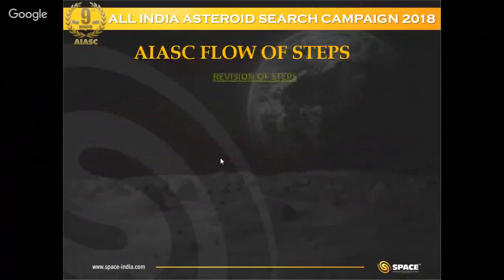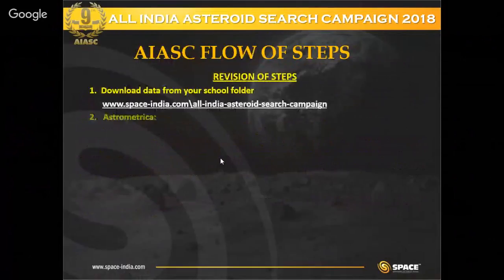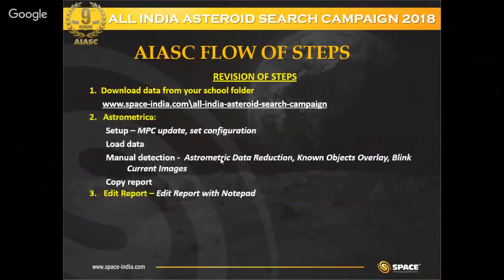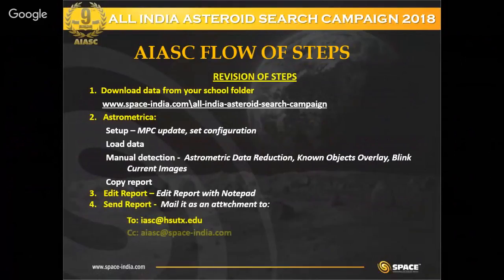Flow of steps, revision of steps: download data, come here, then Astrometrica, you will do a PC update, set configuration, do the new update, load the data, you will do astrometric data reduction, known objects overlay, blink current images, and then copy the report, edit the report with notepad. Now you're going to send the report at IASC search at the rate hsutx.edu.